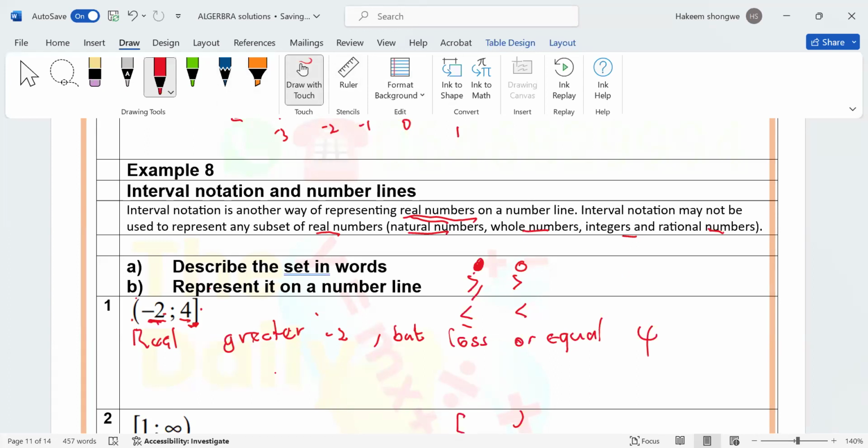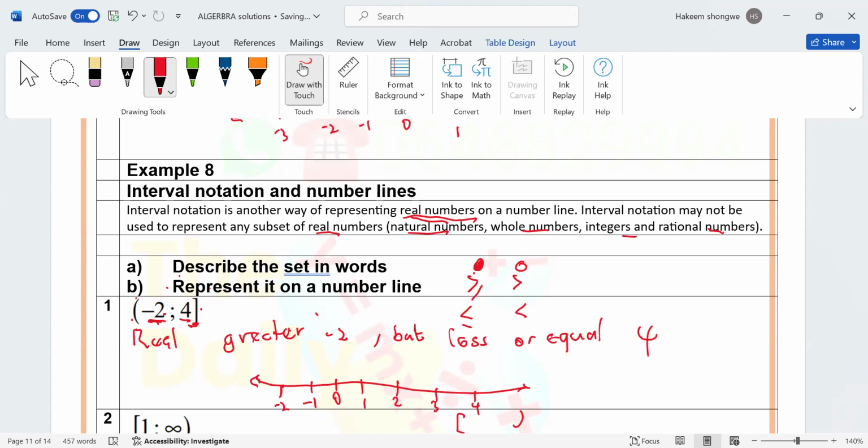So let's represent this on a number line so that you see what I'm talking about. You have your -2, your -1, 0, 1, 2, 3, and then we have 4. Now, what does this thing represent here? It's an interval notation. It's another way to represent real numbers. If I give you from -2 to 4, I want values that are going to be between -2 and 4. The only difference is the brackets that you see there.